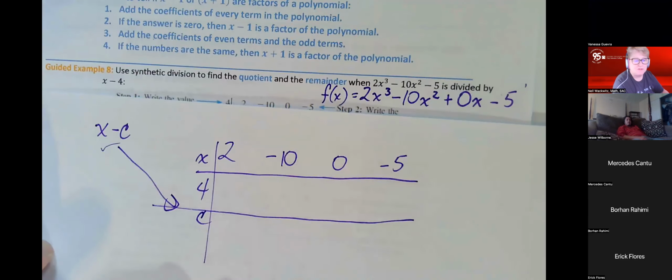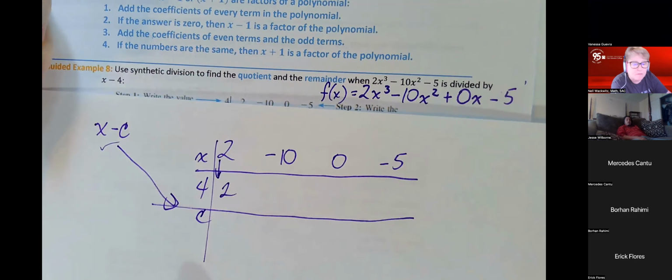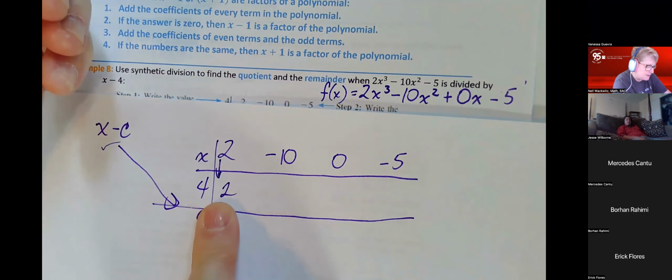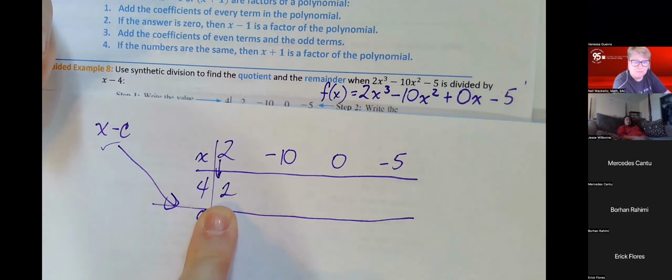And here are the steps. We bring down the first number. We multiply and add. So let's see, 4 times 2.